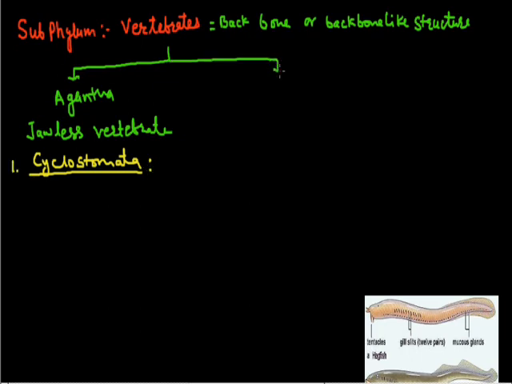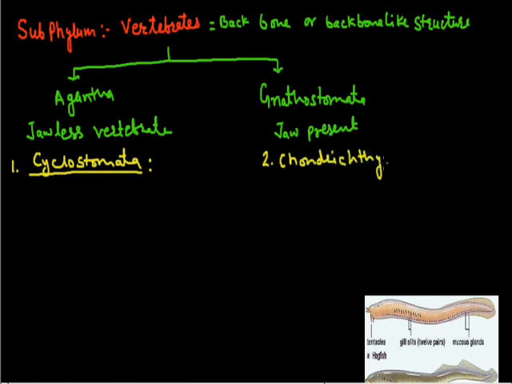Now the second group we call Gnathostomata. Gnathostomata means these animals have a jaw in their mouth, so we call them jaw vertebrates. The structure on which the teeth are present is the jaw, so these animals have a well developed jaw. In this group the animals are divided into the following categories. Second category, we call the class Chondrichthyes. Another name of the Chondrichthyes is the cartilaginous fishes.